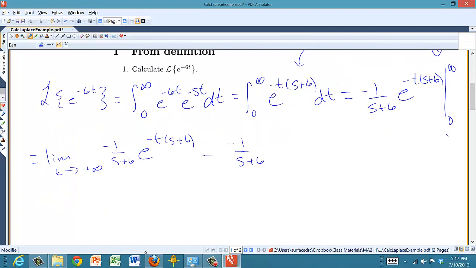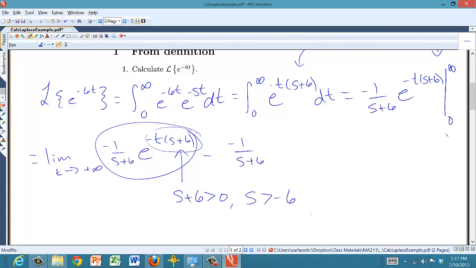So we have to worry about this limit part right here. We need this limit to converge to something. We don't want it to run off and become infinity. In order for this to converge, you would need this exponent to be negative, which means you need the s plus 6 to be positive. So s needs to be bigger than negative 6 in order for this integral to converge. If s is bigger than negative 6, then this term will converge to 0, and you'll have a 0 minus negative 1 over s plus 6. You'll get 1 over s plus 6 out of this.